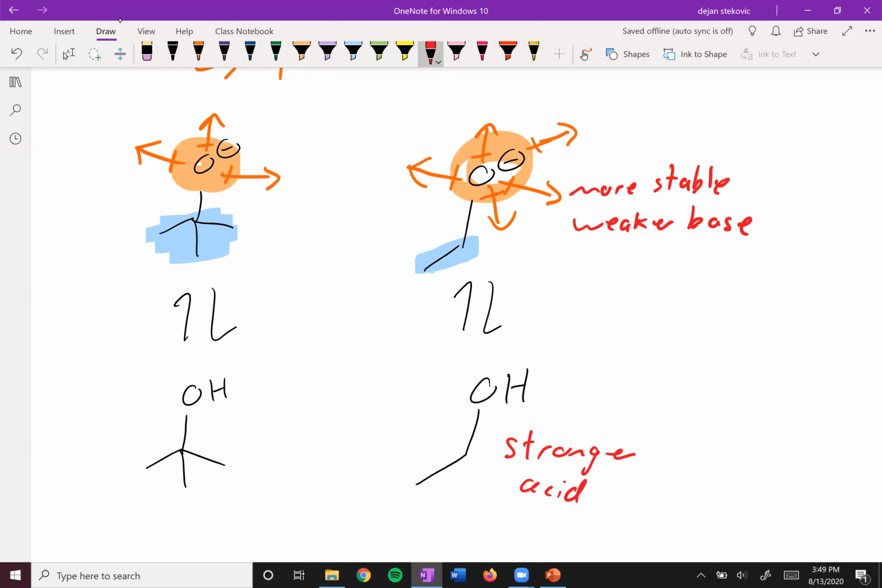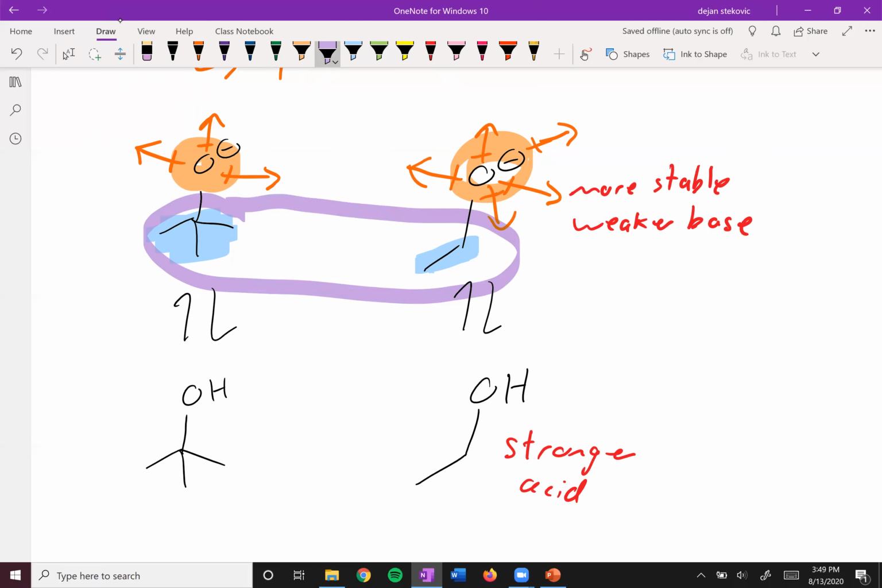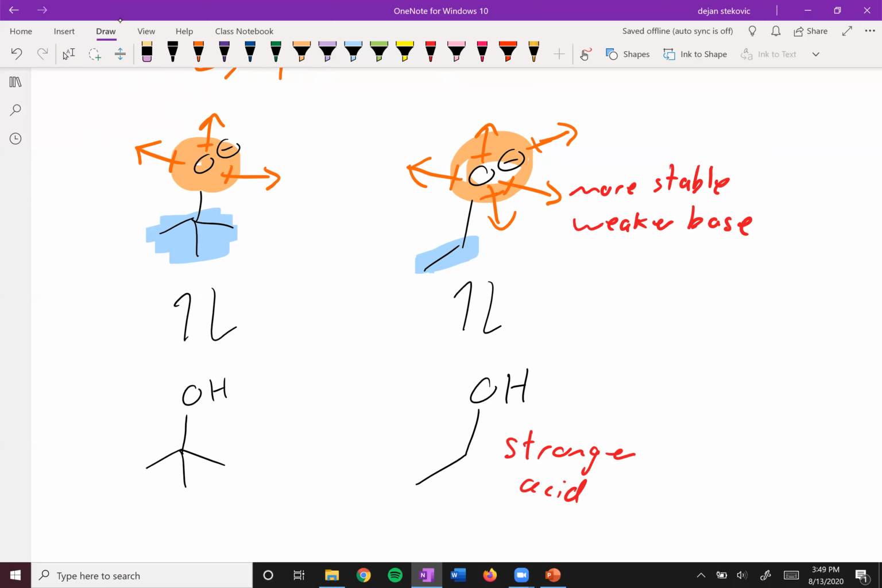So just some other things that you want to keep in mind. This idea of having these bulky groups or less bulky groups, we'll touch back on that in other sections. You'll see it does have a big effect on the reactivity and property of molecules.